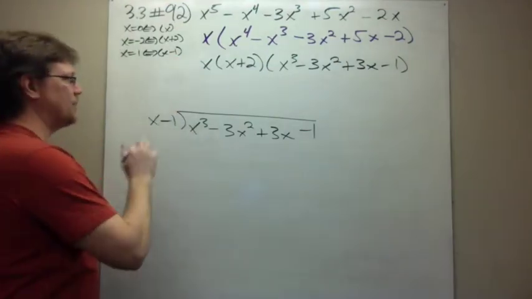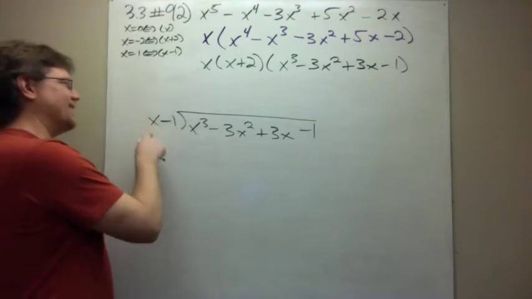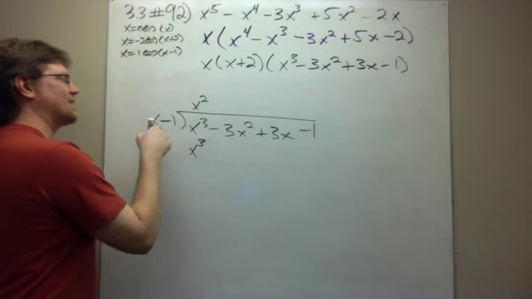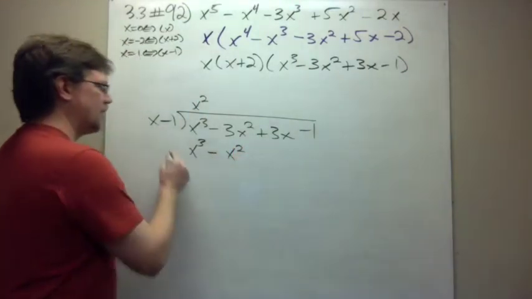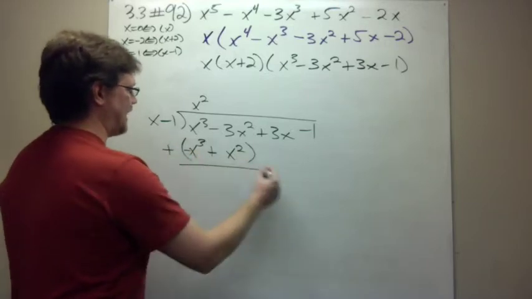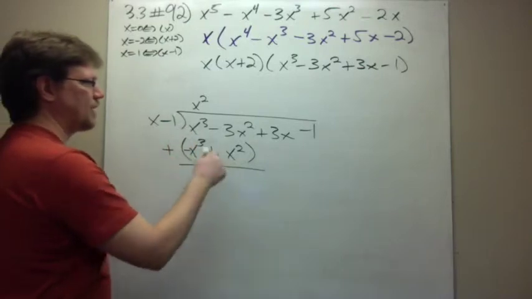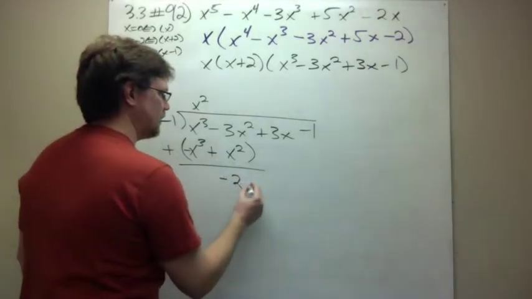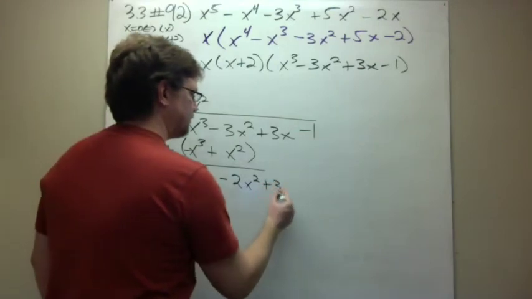Same questions over and over again. It's starting to get to me a little bit, right? I'll multiply x squared by x to get an x cubed, multiply x squared by negative 1 to get a negative x squared. We subtract, which is the same thing as flipping the signs and adding. X cubed minus x cubed goes away. 3x squared plus x squared is a minus 2x squared. Then we bring down our 3x.